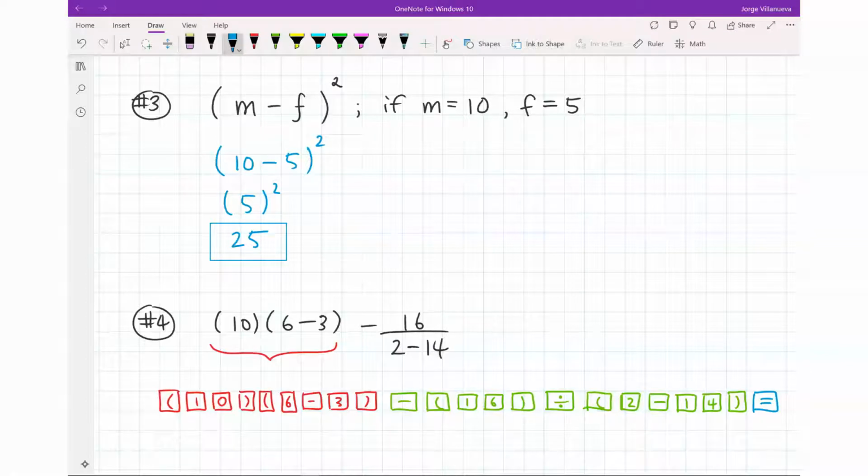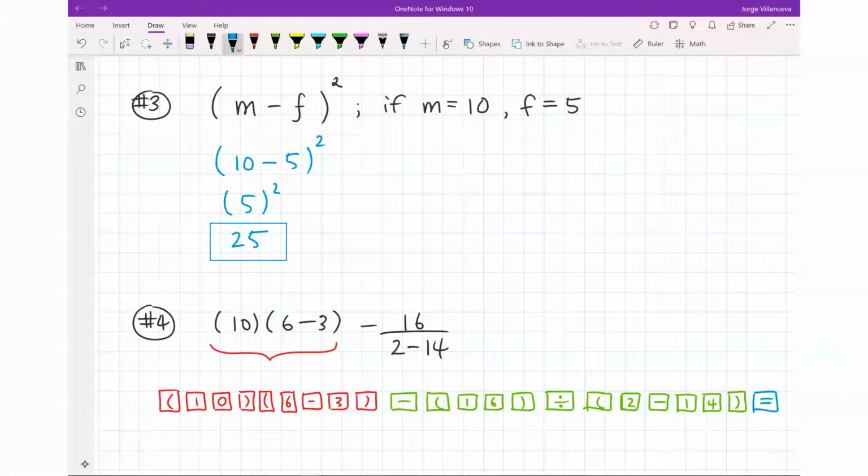Okay, so parenthesis 1, 0, end parenthesis, open parenthesis 6 minus 3, end parenthesis, then minus, and then I see a fraction, so I got to use parentheses again. So parenthesis 1, 6, end parenthesis, divided by parenthesis 2 minus 14, end parenthesis, okay? And that will give you your answer.